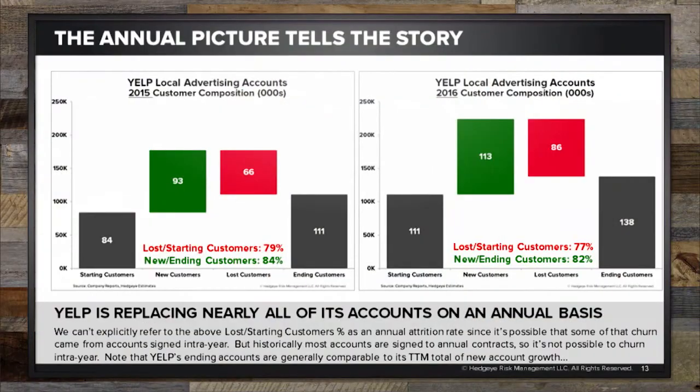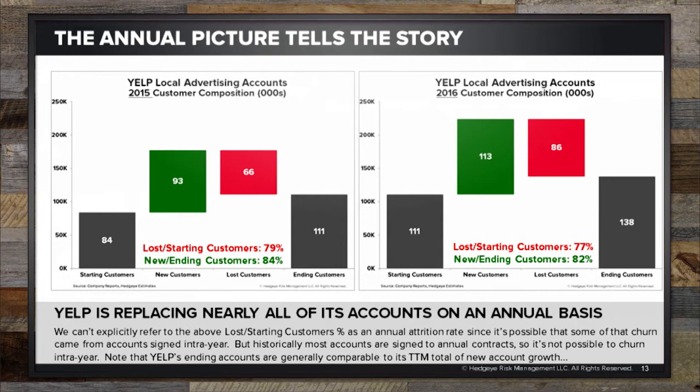And we can repeat the example for 2016. They ended 2015 with 111, so they started 2016 with 111, picked up 113, lost 86, ended with 138. Once again, you compare what they lost to what they started the year with, and it basically suggests that they're losing the overwhelming majority of their customers on an annual basis.